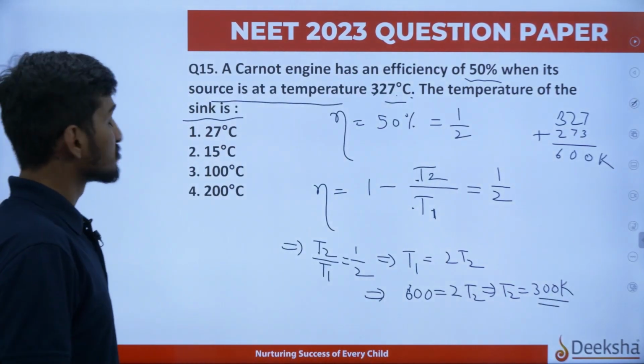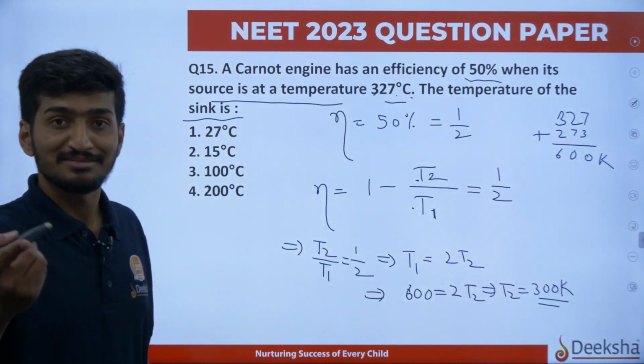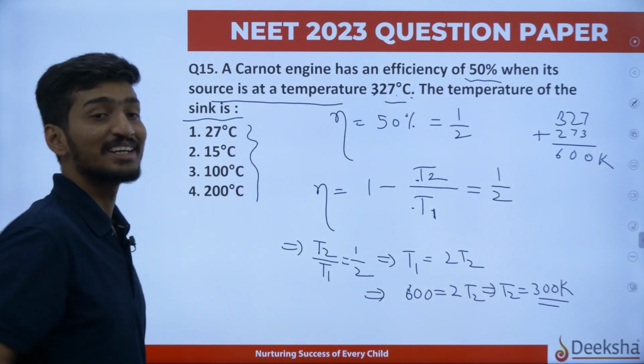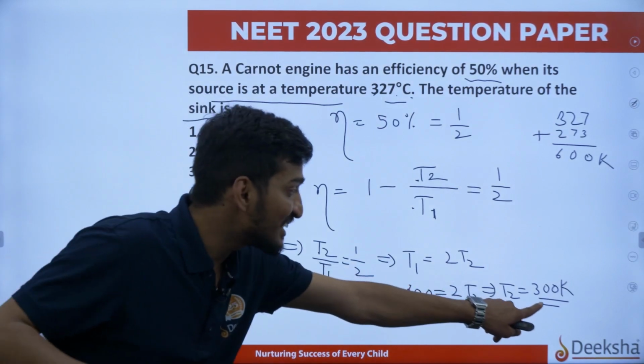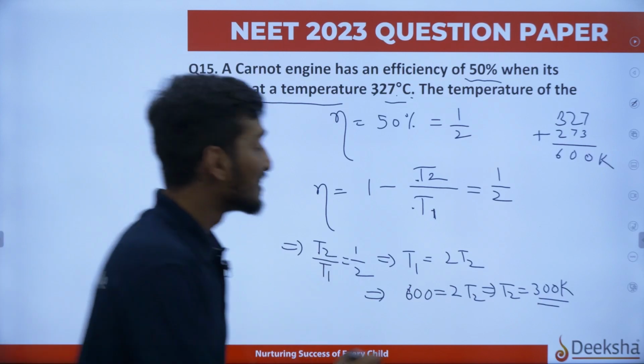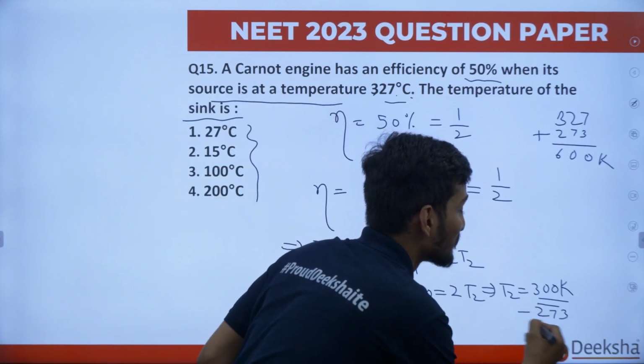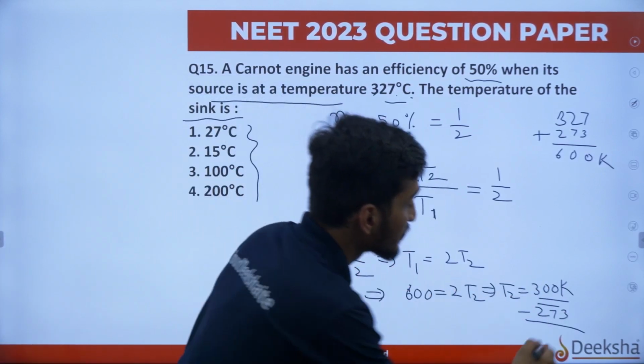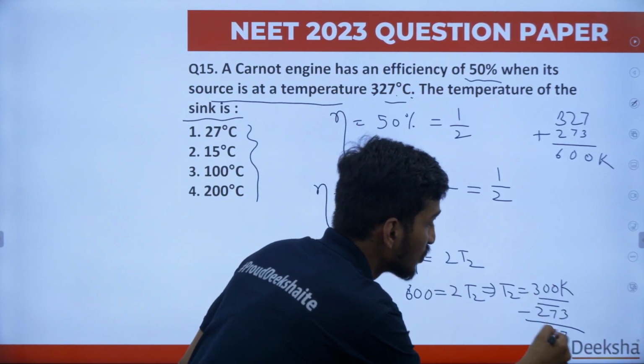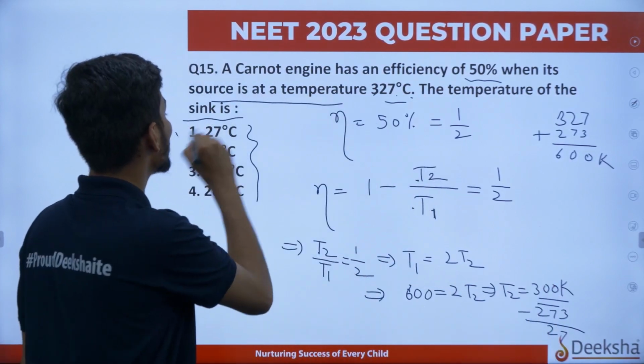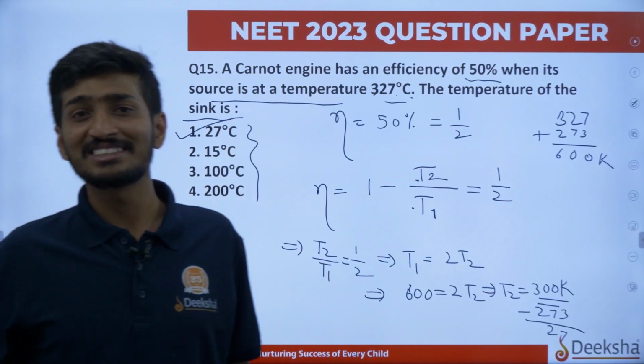Check the options. What? It's not matching? Yes, of course. Answers are in degree Celsius, not in Kelvin. Convert that again to degree Celsius. How do you do that? Subtract 273 from it. That will be 7, 2, and that's all. 27. That should be the answer. 27 degrees. See how simple this is?